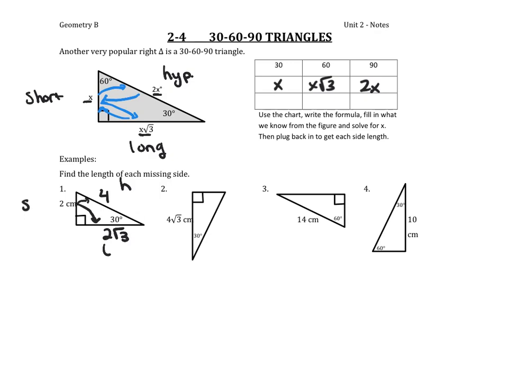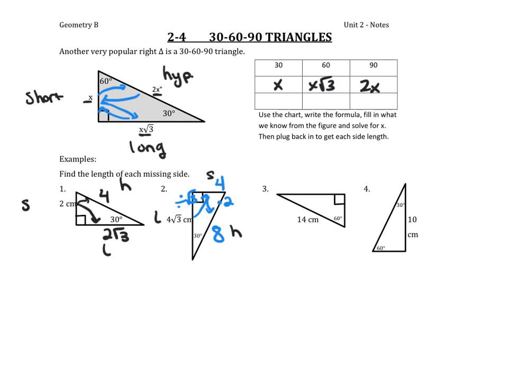In our second example, we were given the long side. We want the short side opposite the 30 degrees and the hypotenuse. This time, because we're going from long to short, we want to divide. So we'll divide by the square root of 3. And when we do that, we get 4. Now we can go from the short to the hypotenuse by multiplying by 2. 4 times 2 is 8.